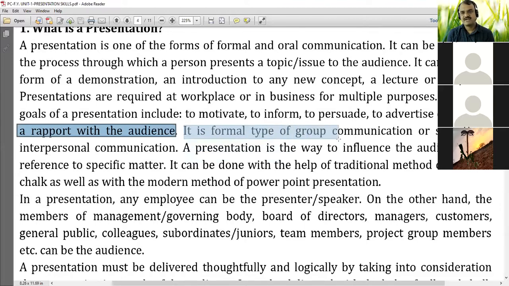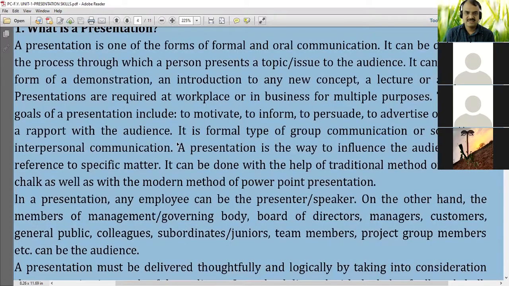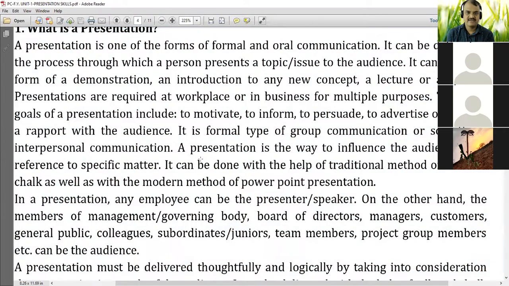It is a formal type of group discussion and group communication, and sometimes interpersonal communication. There may be two people, even in a presentation. One may be junior or senior and one will be the speaker. Try to understand. A presentation is the way to influence the audience with reference to a specific matter. To influence means to impress, to have some impact.